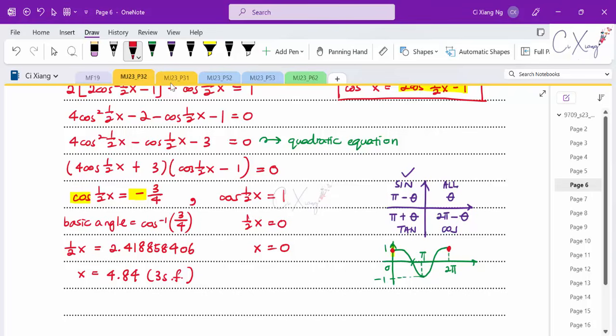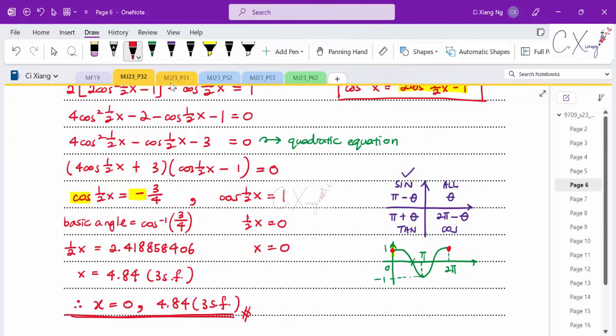So you can see that from here I have two values of x that fulfill the equation. Therefore, please rewrite again. We are taking two values here. One is 0, another one is 4.84, correct to 3 significant figures.